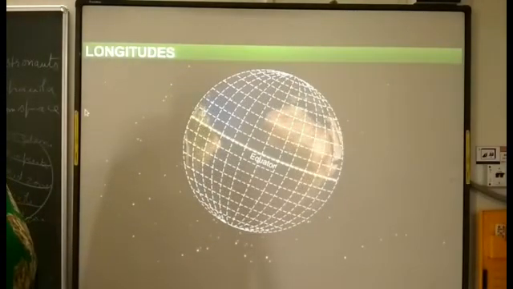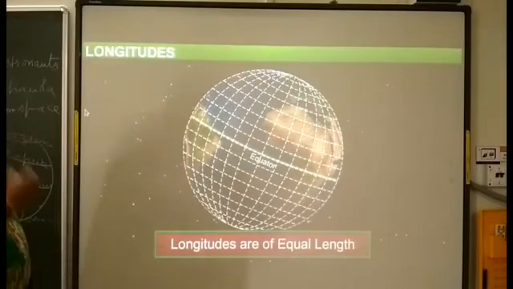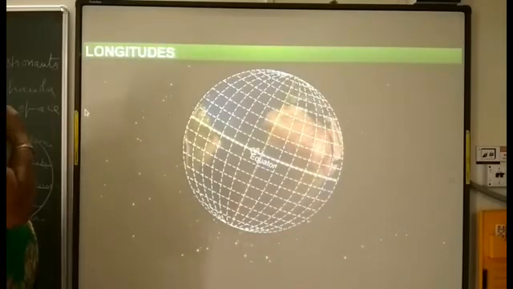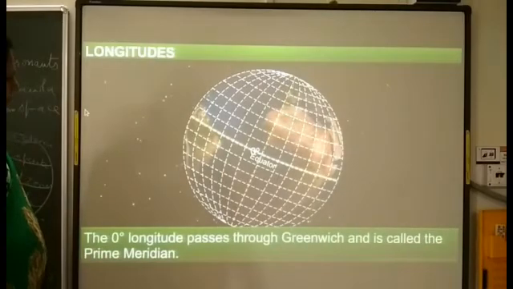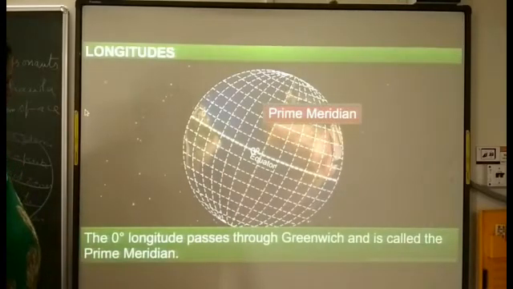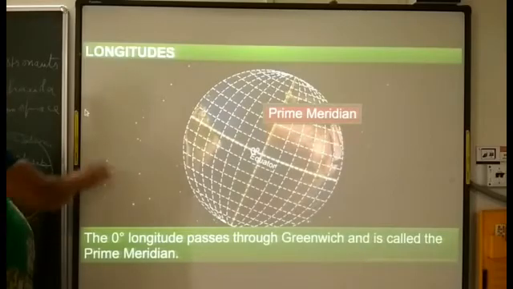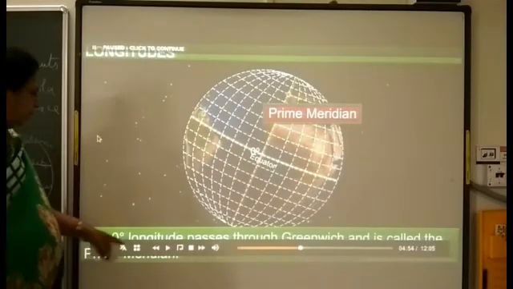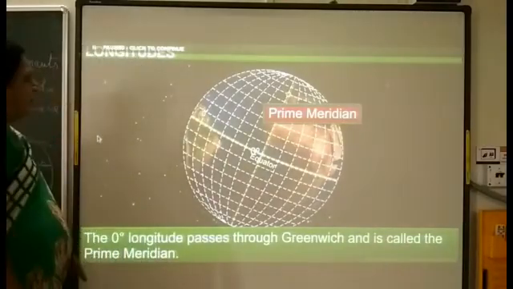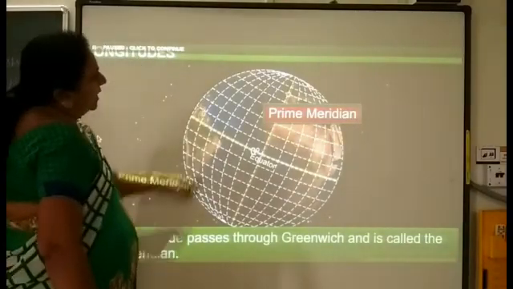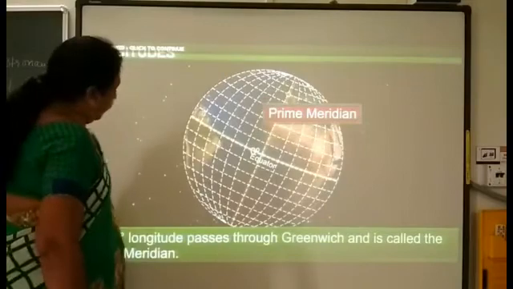All longitudes are of equal length. The 0 degree longitude passes through Greenwich and is called the prime meridian. So we can see here the prime meridian.